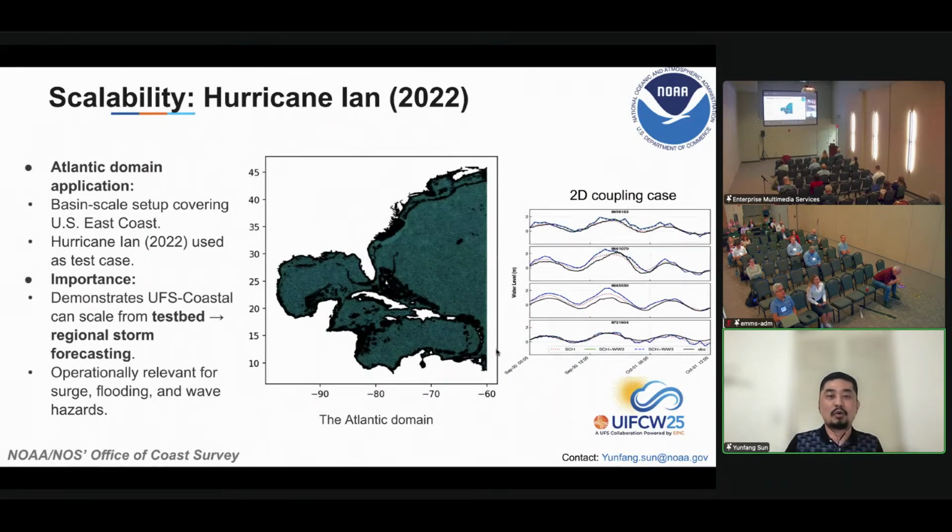For the last one, we have demonstrated it has very good results on the DUCK case. So here we are trying to expand it to a much bigger domain. This is for Hurricane Ian in the Atlantic domain. For this part, we only finished the 2D radiation stress coupling. The vortex 3D coupling is still in progress.